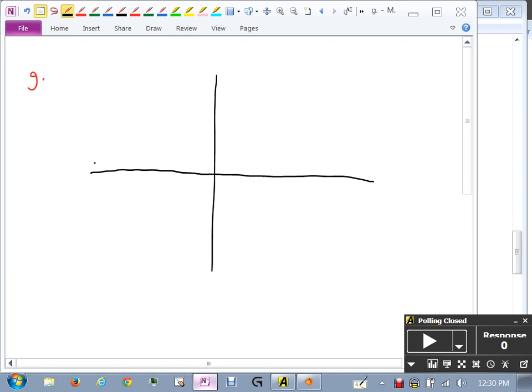So the first thing we ever got was an x-intercept. The x-intercept was negative 5/3, which is about negative 1.66 something. So if this is negative 1, negative 2 would be here. It would be somewhere about in here. Y'all agree? That's my x-intercept.